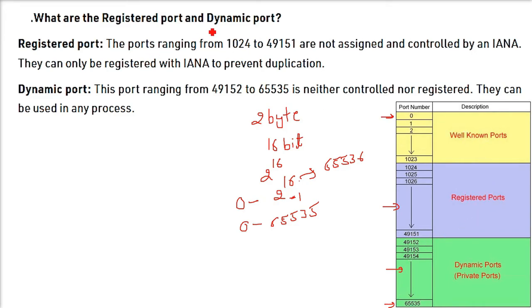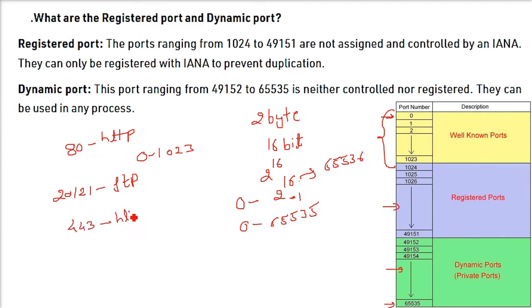What are the well-known ports? Well-known ports are from 0 to 1023. For example, port number 80 is for HTTP, web pages, web services. Similarly, 20 or 21 is for FTP, file transfer protocol. 21 is for control, 20 is for data transfer. 443 is for HTTPS, hypertext transfer protocol secured.